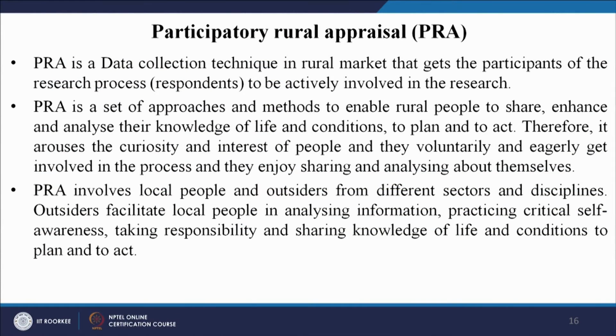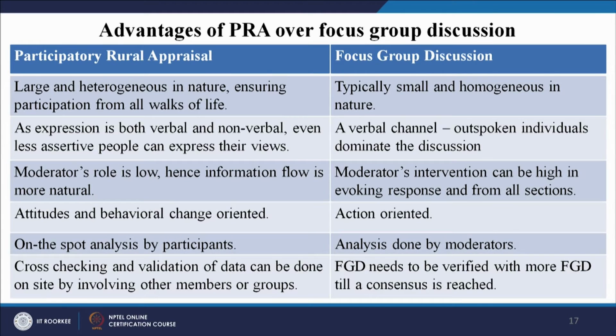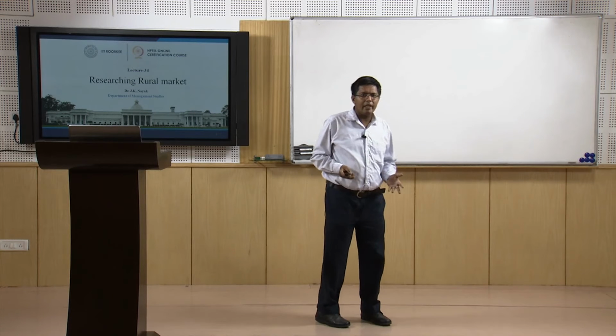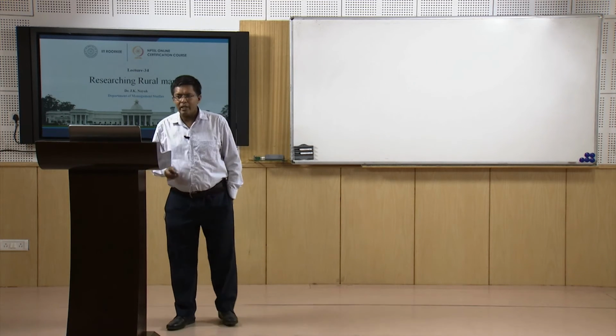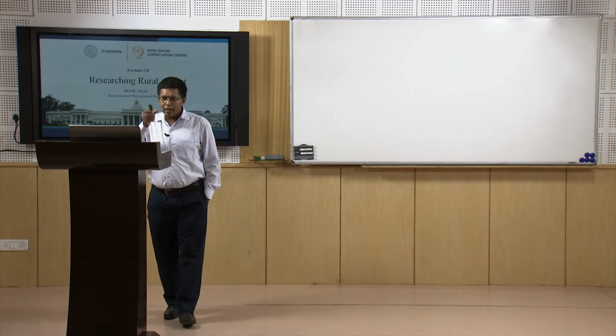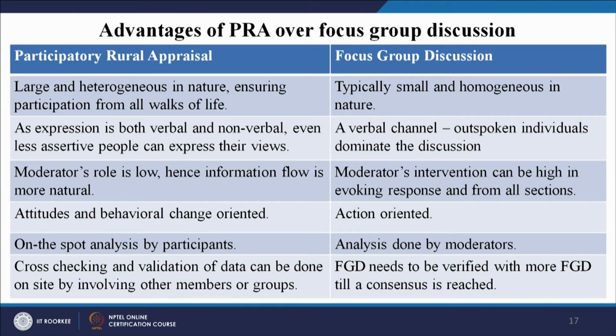So, these are some of the things which happen. I am not getting into this. In participatory rural appraisal and focus group discussion, there is a small difference. PRA is more heterogeneous in nature, ensuring participation from all walks of life. It is not necessary that a particular kind of respondent would be selected, as in a focus group discussion, which typically has small and homogeneous groups. Similarly, people who are good at speaking are generally part of the focus group discussion, but that is not the case in a PRA.